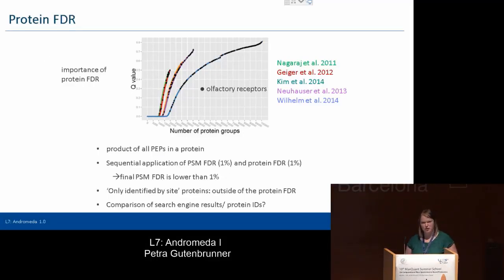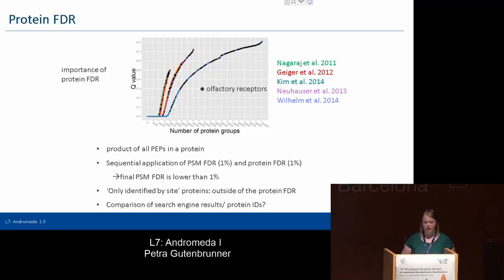Yes, now I want to mention the protein FDR. It's also very important to set that in order to control not only the correct identification of PSMs, but also the correct identification of proteins. Otherwise, it can happen that when you analyze a sample which definitely does not contain this kind of proteins, in that case olfactory receptors, you would still be able to identify those. If you apply protein FDR, you can filter those out. So it's very important to also consider this.